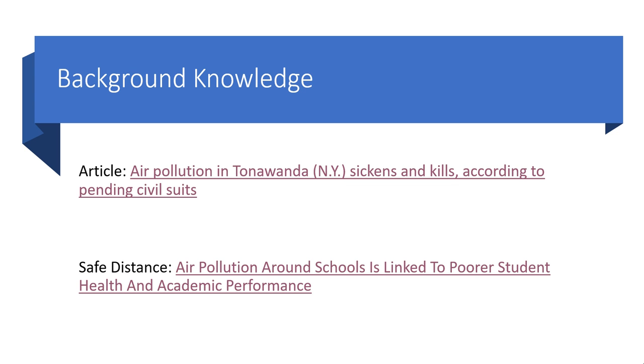Next, I will deliver another article. This article is research-based, trying to find the relationship between air pollution around schools and students' health and academic performance. The reason I provide this article is to ask students to find a safe distance between the factory and the school, which students will use to determine the decision. The safe distance mentioned in the article is 1.2 miles.